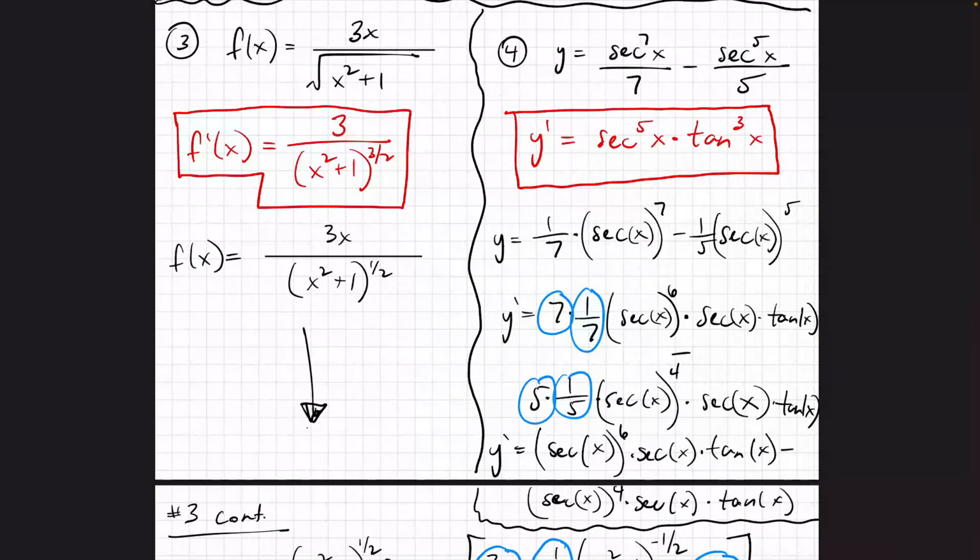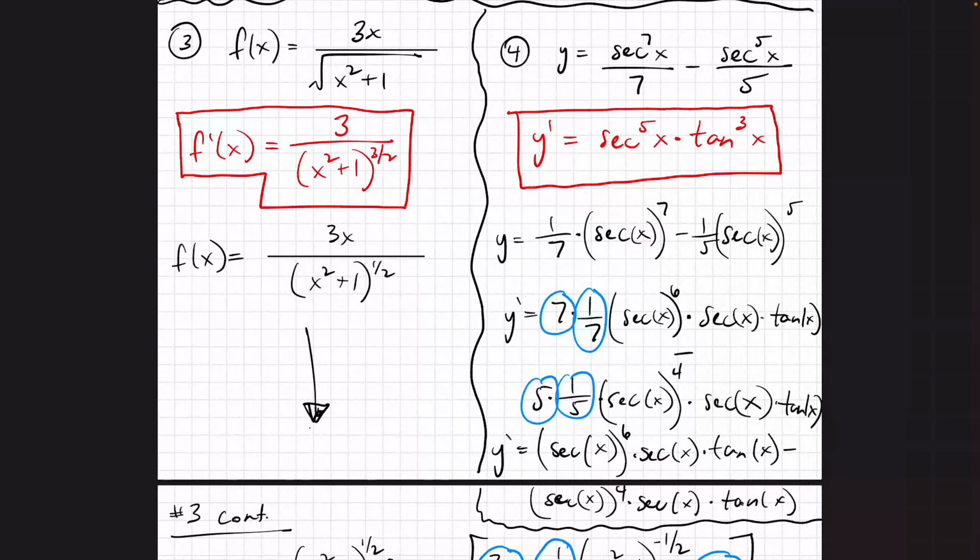Number 4 is actually a lot easier than number 3. I don't want to say easier, it's less complex. The first thing I did was separate, I don't want division, I want a fraction. So I changed it to 1/7 times secant to the 7th power minus 1/5 times secant to the 5th power. Once you do that, it kind of falls into place. All you have to do is use chain rule. You don't have to use product rule or quotient rule.